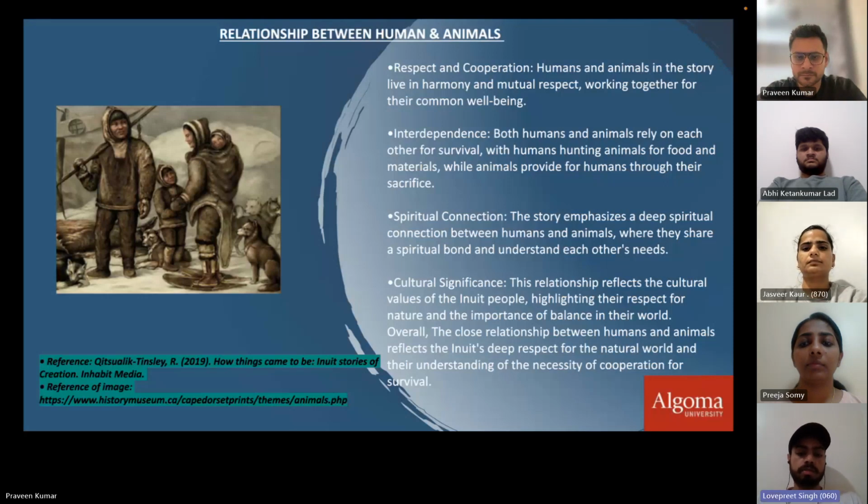And the third one is spiritual connection. The story emphasizes a deep spiritual connection between humans and animals, where they share a spiritual bond and understand each other's needs. And the last one is cultural significance. The relationship reflects the cultural values of the Inuit people, highlighting their respect for nature and the importance of balance in their world. Overall, the close relationship between humans and animals reflects the deep respect and bonding for the animals and nature and between humans.